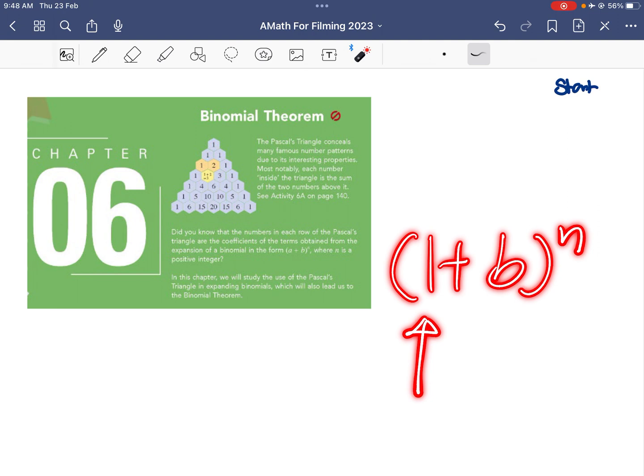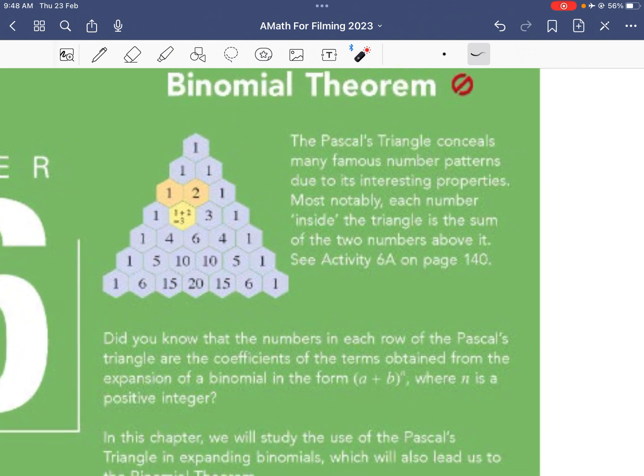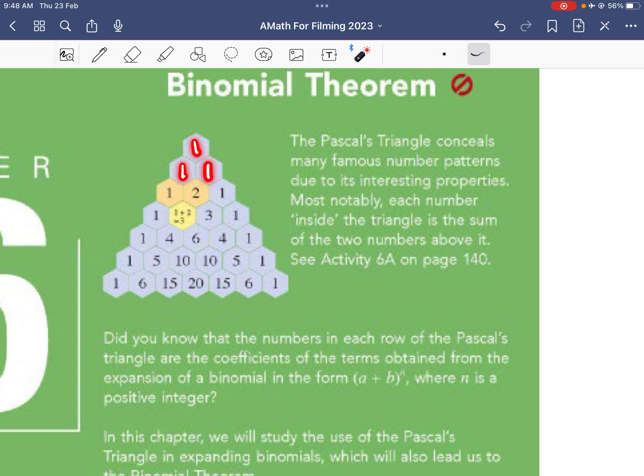So before I even start on the binomial theorem itself, I'll talk about this French mathematician. His name is Pascal. He invented this thing called the Pascal triangle, which is found over here, this honeycomb thingy. Basically, it begins with the number 1. Then the next level is 1 and 1.